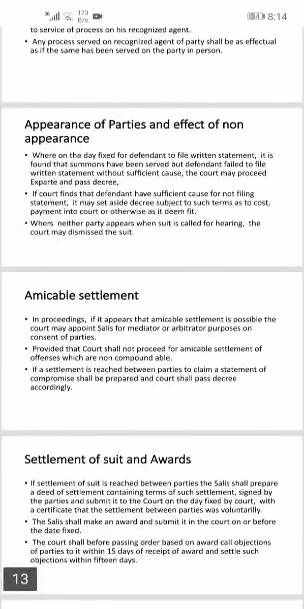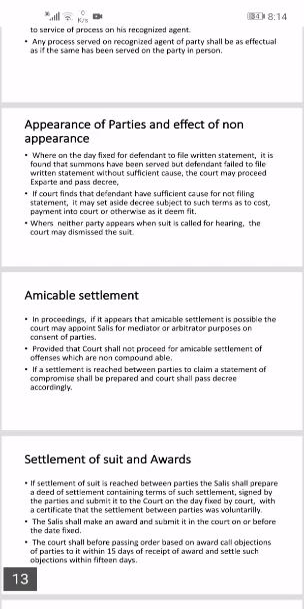Appearance of parties and effect of non-appearance. Where on the day fixed for the defendant to file a written statement, it is found that summons have been served but the defendant failed to file a written statement without sufficient cause, the court may proceed ex parte and pass a decree. यानी कि अगर डिफेंडेंट ना ही रिटर्न स्टेटमेंट जमा कराता है ना ही खुद पेश होता है तो कोर्ट यकतरफा फैसला कर सकती है.